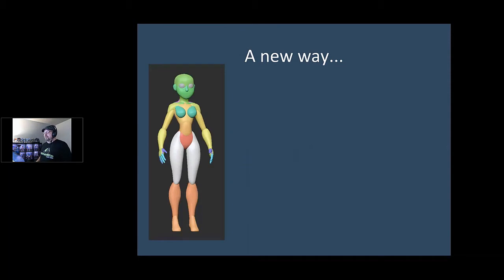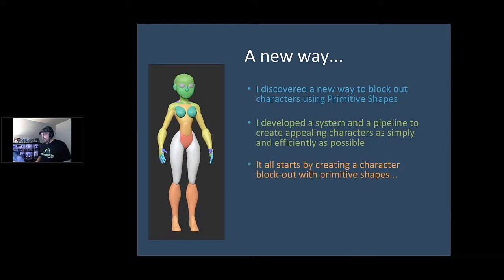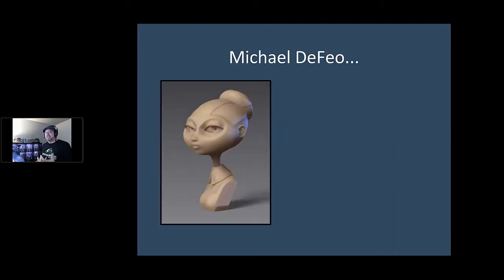So during my time with Disney Infinity and learning ZBrush, kind of towards the end, in Infinity 3.0, I discovered a new way to block out characters using primitive shapes. I developed a system and a pipeline to create appealing characters as simply and effectively and efficiently as possible. And it all starts by creating a character blockout with primitive shapes. And how did I find this technique? Well, I don't claim it.